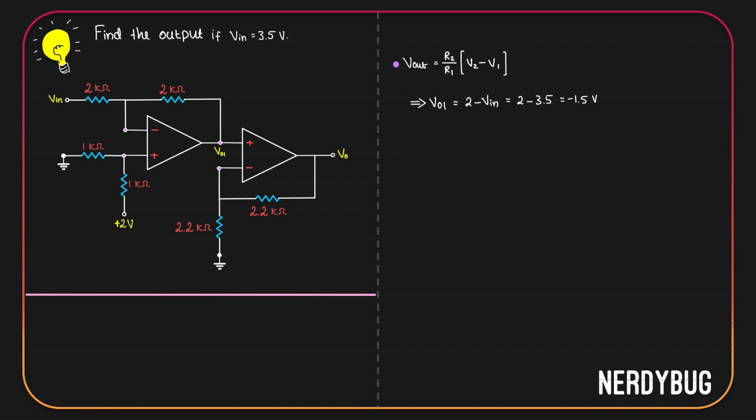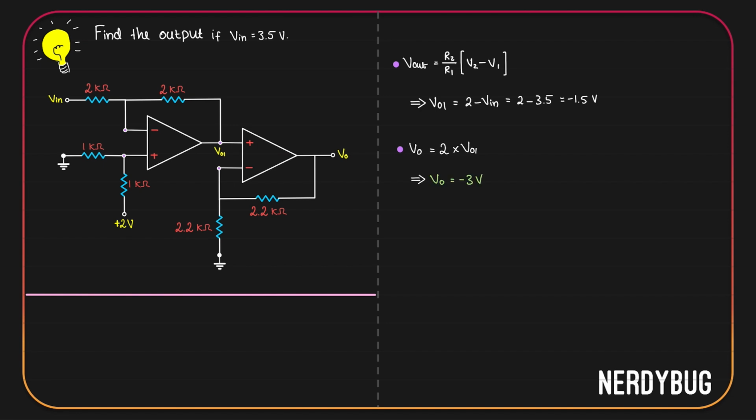Now this is given as an input to a non-inverting amplifier. What is the gain of this amplifier? It is 1 plus R1 by R2. So the gain for the second stage will be 1 plus 1, which is 2. So final output will be 2 times VO1. VO1 is negative 1.5. So final output is negative 3 volt.